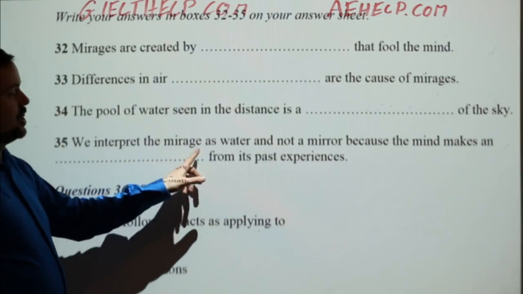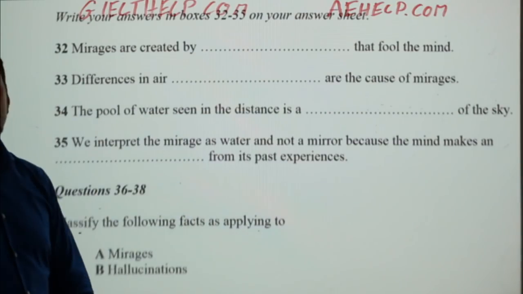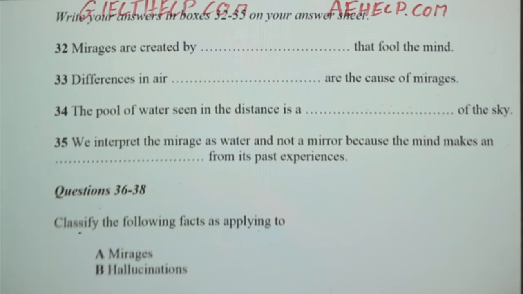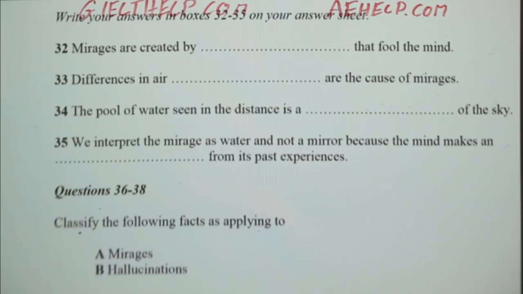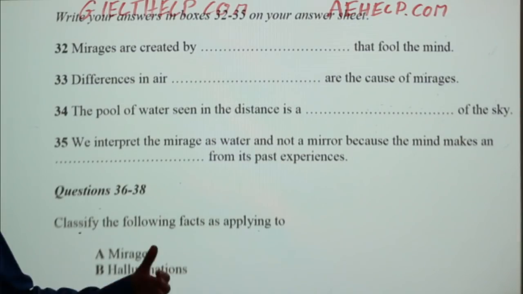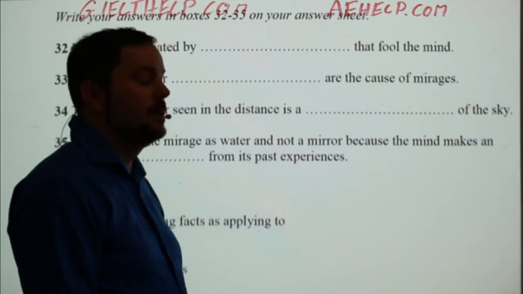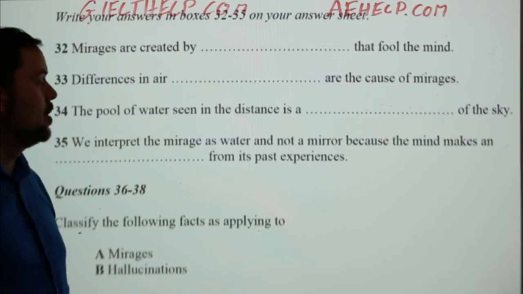We interpret the mirage as water and not a mirror because the mind makes on something from its past experiences. Okay? Anybody want to take a stab at this answer, 35? We interpret the mirage as water and not a mirror because the mind makes a inference. Maybe. Image? No. Okay, so I'm having a little bit of trouble with this one. I think I know what the answer is, but I want to make sure. Where should I go? If I got my list of headings questions correct, where should I go?